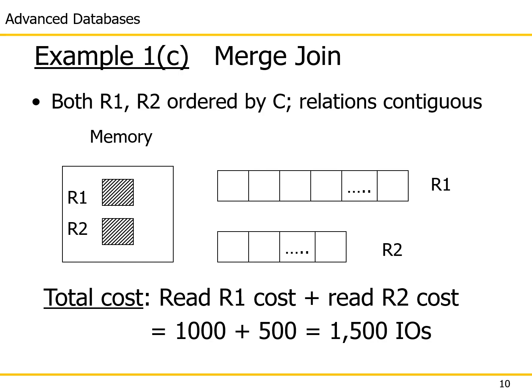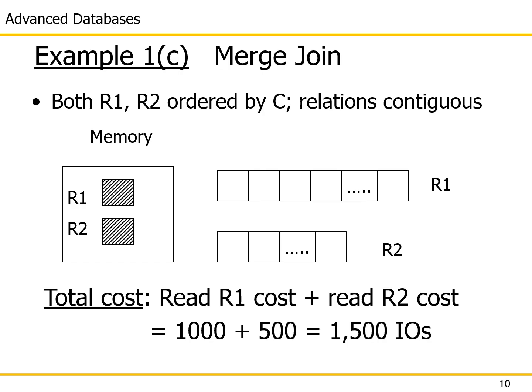When we stored the smaller of the two, which is R2, in memory, we divided it into chunks, and we cached the chunk in memory, and we worked on R1. If you check the slides from the previous lecture, we actually managed to bring down the 55 million to 55,000. But now we're seeing even better performance with just 1,500. But again, the assumption here is that the relations are sorted on C already, and the relations are contiguous.